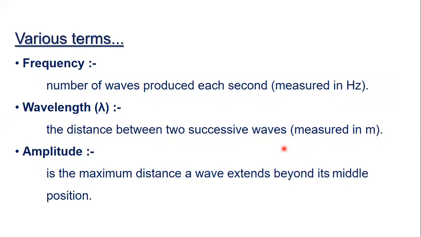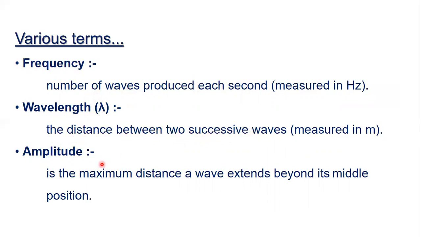If there is something common, then we get confused about that. So that's the reason I'm revising these different terms. Like frequency, it's the number of waves produced each second. So the number of waves passing per second, we call frequency. And what is a wavelength? It is the distance between two successive waves.